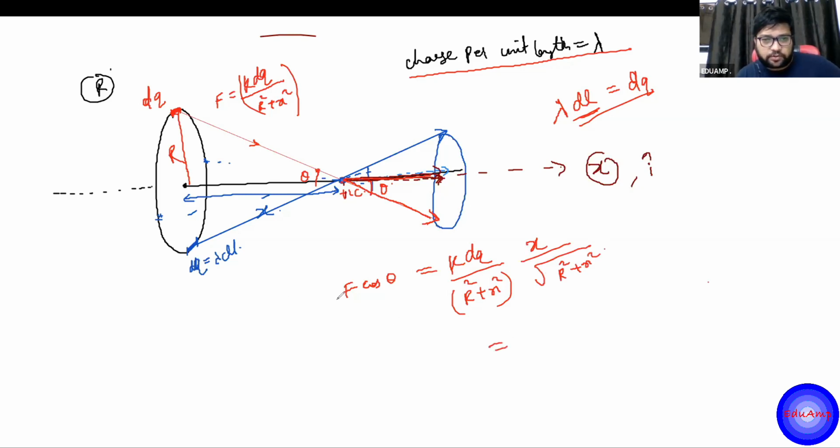Okay, so this is, let's say, small dF due to only that arc. It's not that only that arc is there. There are so many arcs like that, so I have to sum them all. So the x component of the force is this. This becomes k dq by r square plus x square whole to the power 3 by 2. I hope.